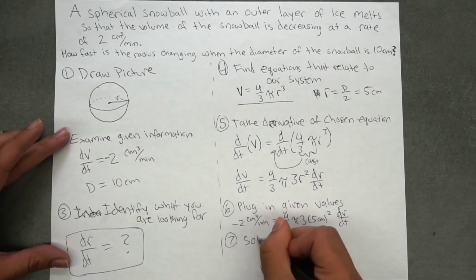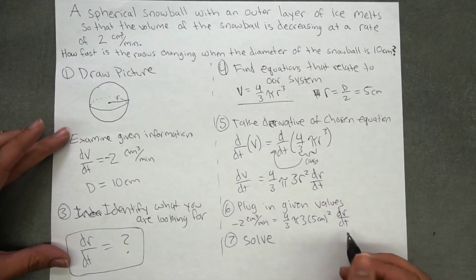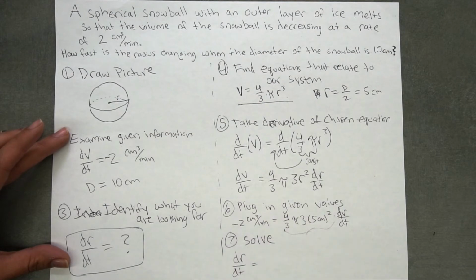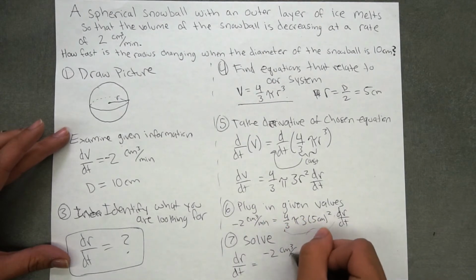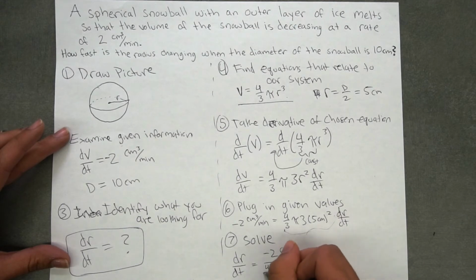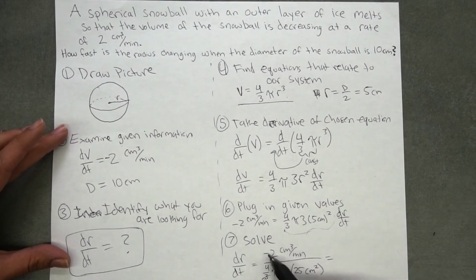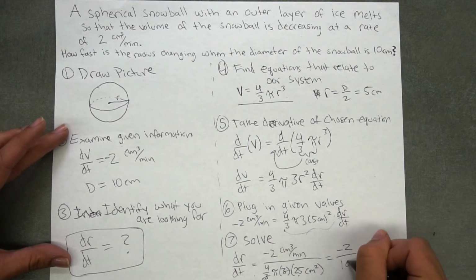So step 7 is solve. To do that, we're just going to divide this whole thing over, and we'll get dr dt by itself. So dr dt would equal -2 over 4/3 pi times 3 times 5 squared, and 5 squared is 25, so 25 centimeters squared. And that simplifies to, well, these 3's cancel, and then you're left with -2 over 25 times 4 is 100. So -2 divided by 100.